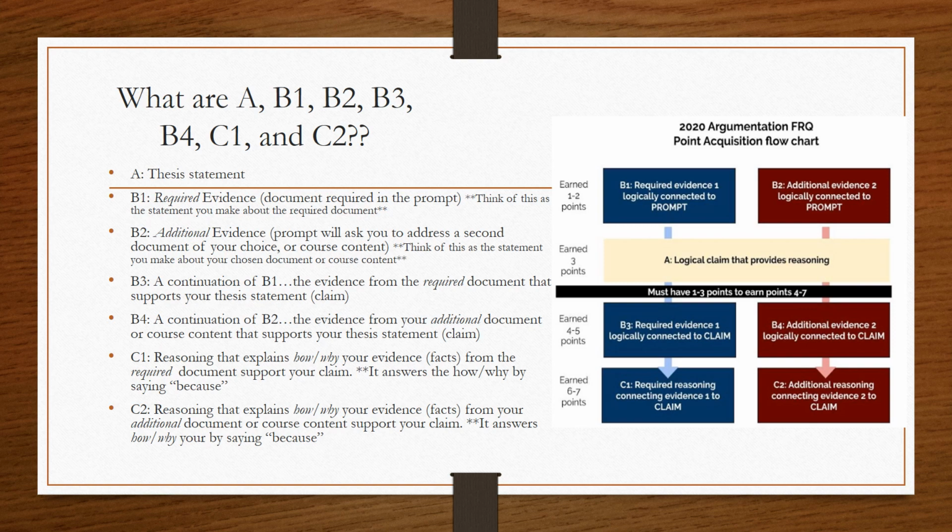B1 is going to refer to your required evidence. You're going to have a document that will be required in the prompt. Each AP prompt is going to give you like 3 documents that you can choose from. You must choose one. So that'll be your B1. You're going to think of that as a statement that you make about the required document. Now B2, according to this chart provided by AP, is your additional evidence. The prompt is going to ask you to address a second document of your choice or course content. So think of this as a statement you make about your chosen document or course content.